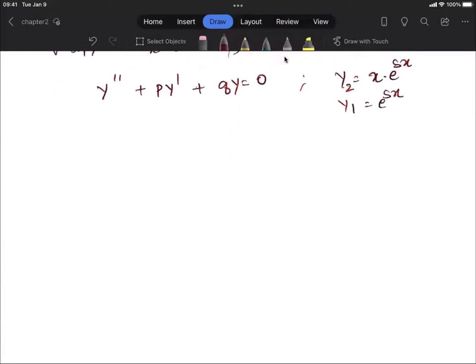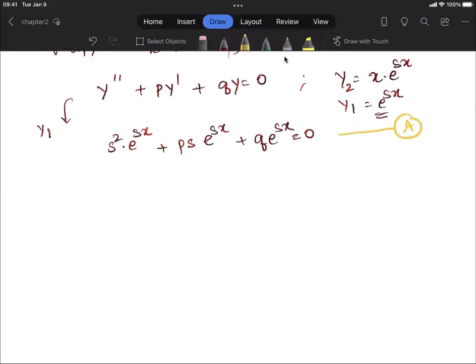Now, let's solve this equation in terms of y1. Let's first solve it with this, right? So this will give you s squared times e to the power sx plus ps times e to the power sx plus q times e to the power sx equals 0. Now I'm going to go ahead and call it a. Now let's try to do this for y2.